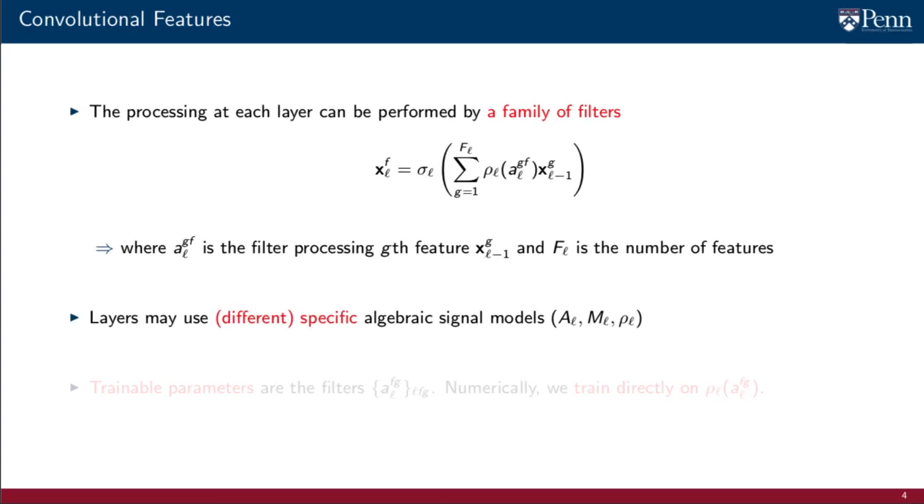Note that layers may use different and specific algebraic signal models A sub L, M sub L, rho sub L. In particular, the algebras can be different, but they are usually chosen as the same. The trainable parameters are the filters A sub L superindex GF, while numerically we directly train on rho sub L of A sub L superindex FG.